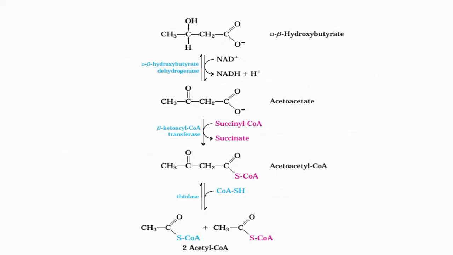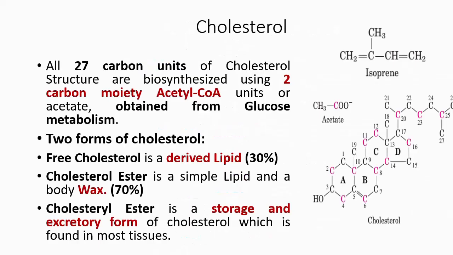So these 2 acetyl-CoA will be used now for energy production through the TCA cycle. So this is production and utilization of ketone bodies. Now the next thing we talk about is cholesterol synthesis, but this one will be brief, and the most important thing here to know is that cholesterol is a 27 carbon molecule, and all the carbons are synthesized from acetyl-CoA. But how are they synthesized? We are going to see.